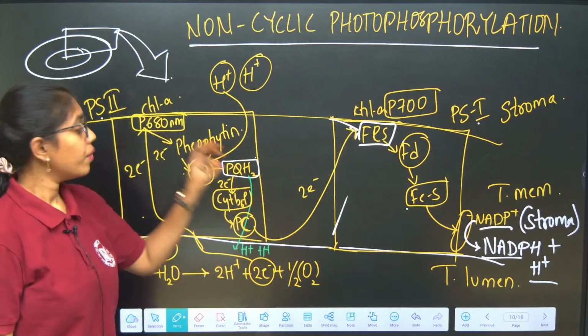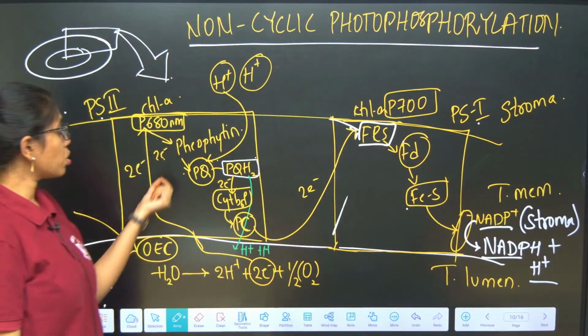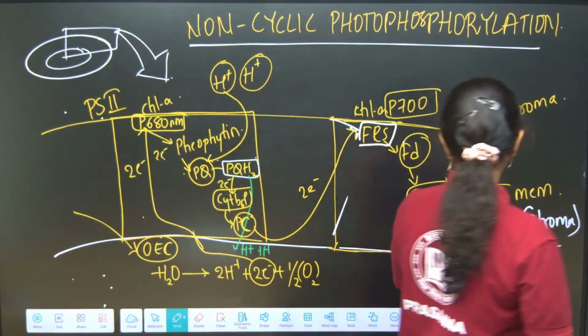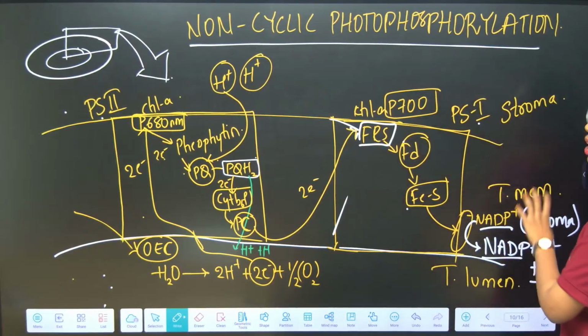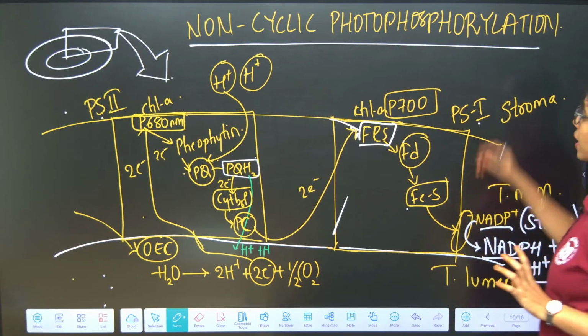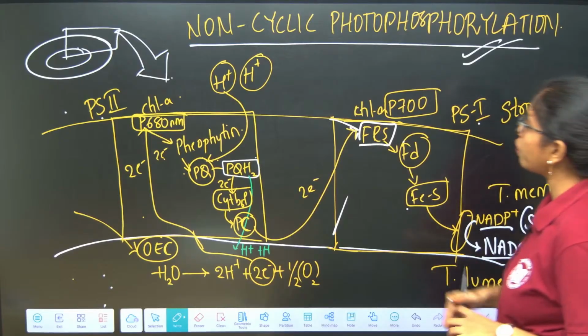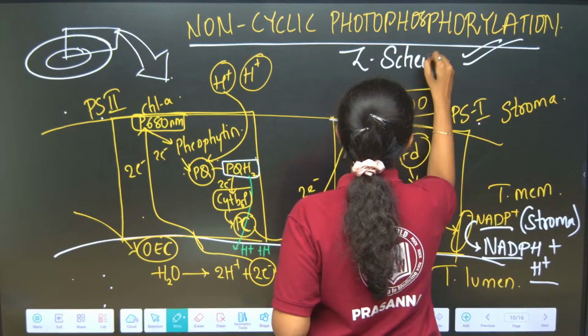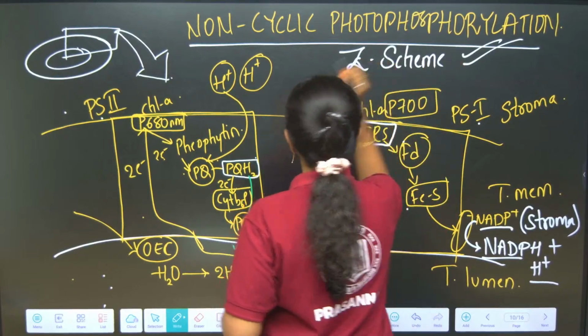In the Z scheme, where are these protein molecules? Those electron carriers are present inside the thylakoid membrane. The ultimate or final electron acceptor is present in the stroma of the chloroplast. Clear with this? Non-cyclic photophosphorylation or Z scheme. Fine? Enough.